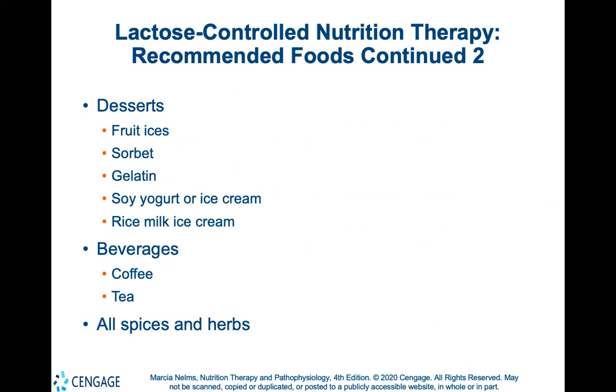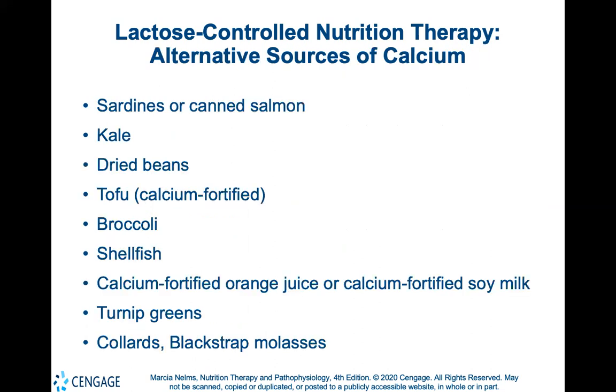Just continuing the recommendations, desserts: you want to choose fruit ices, sorbet, gelatin, soy yogurt, or ice cream, rice milk ice cream. Beverages: coffee, tea. You can use any spices or herbs. Lactose controlled nutrition therapy alternative sources for calcium: sardines, kale, dry beans, tofu, broccoli, shellfish, calcium fortified orange juice or calcium fortified soy milk, turnip greens, collards, blackstrap molasses.